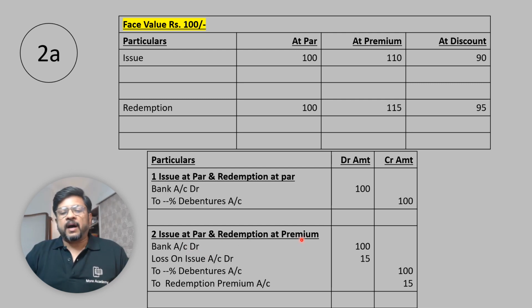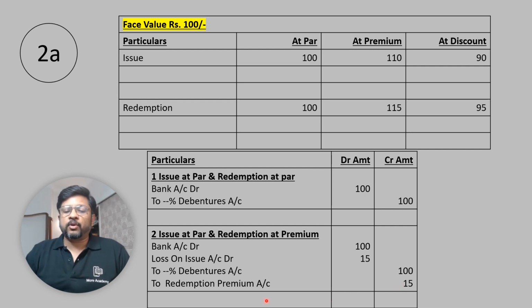Second situation is issued at par but redemption is at premium. Since issue is at par, that means bank account is debited exactly by the amount which is received. And amount received is 100 because issue is at par. Debenture account is always credited by face value, never to be credited by any other amount. Debenture account always credited by face value. So bank account debit 100 and debenture account credit 100, it is tallying. But you are already aware that the company has promised to pay 15 rupees extra at the time of redemption. It is better to record that particular extra promise just now.